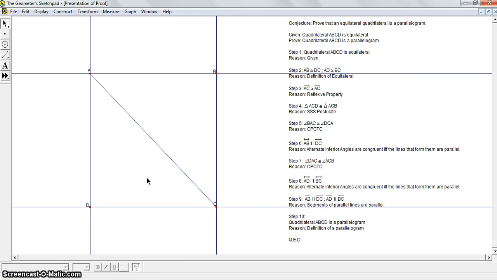Finally, in my last step, I say that quadrilateral ABCD is a parallelogram because the definition of parallelogram states that the opposite sides must be parallel, which we just proved. QED.